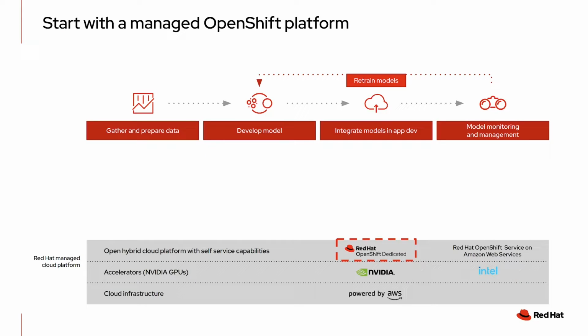So, to start off, let me talk a little bit about Managed OpenShift and Red Hat OpenShift Data Science, which is an offering on top of the Red Hat Managed OpenShift platform. On the bottom, we have the Open Hybrid Cloud platform with self-service capabilities, Red Hat OpenShift Dedicated, as well as Red Hat OpenShift on Amazon Web Services, as well as Managed Red Hat OpenShift. And below that, we have all of the accelerators from things like NVIDIA and Intel, which is all powered on AWS currently, with other clouds planned for the future.